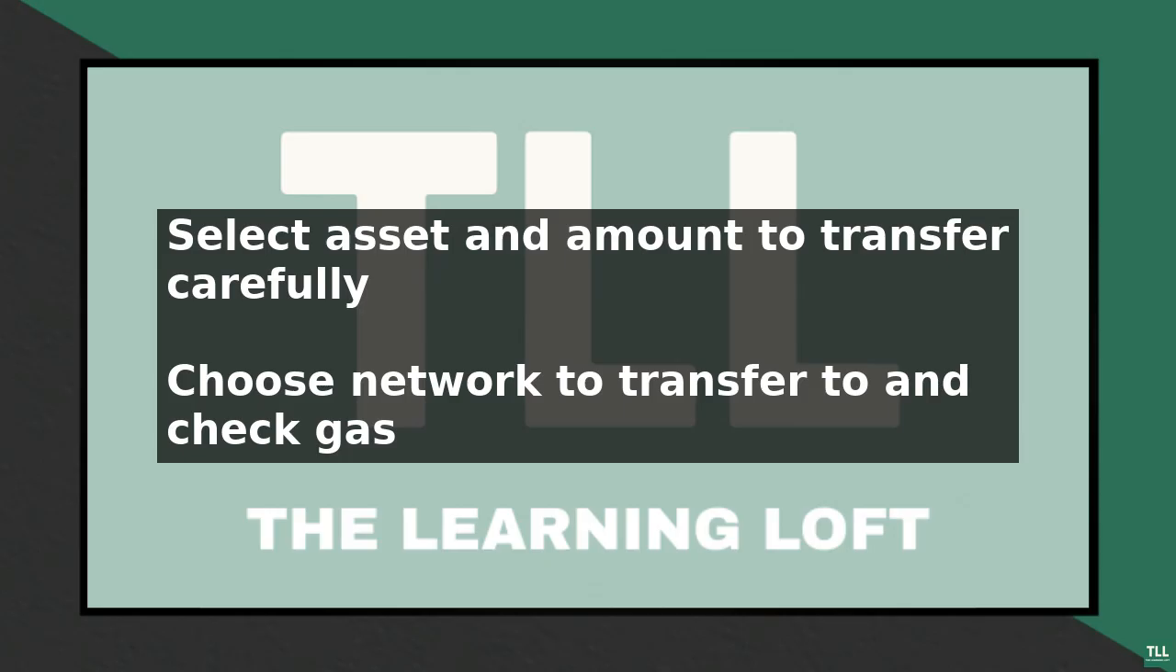The next step is to select the asset you want to transfer and enter the amount. You will also need to select the network you want to transfer to, either Ethereum or Ronin. Make sure you have enough gas to cover the transaction fees, as the transfer process consumes gas.